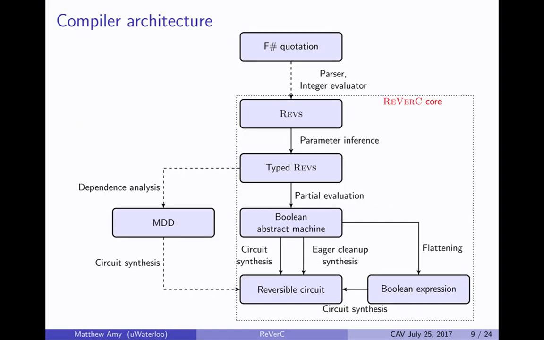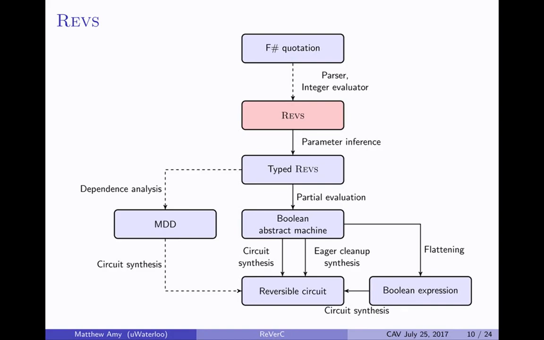This is an overview of the architecture of our compiler. Everything inside the dotted box here is the F* code that forms the core of our compiler. It compiles down to F# code that hooks into an older compiler that was made for reversible circuits, so that's why it's not the whole compiler itself. So let's talk about the source language first.